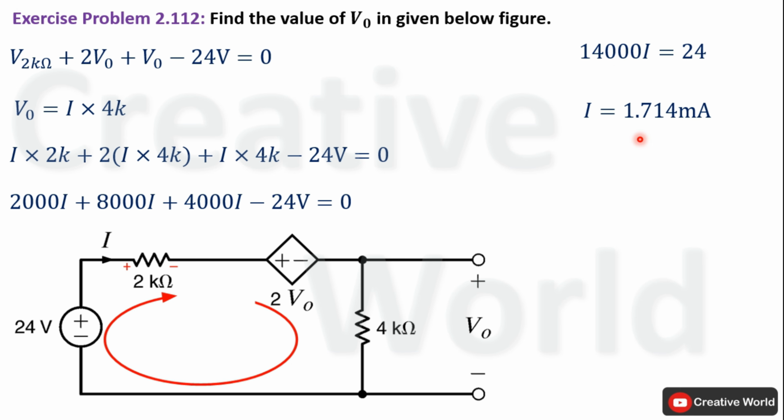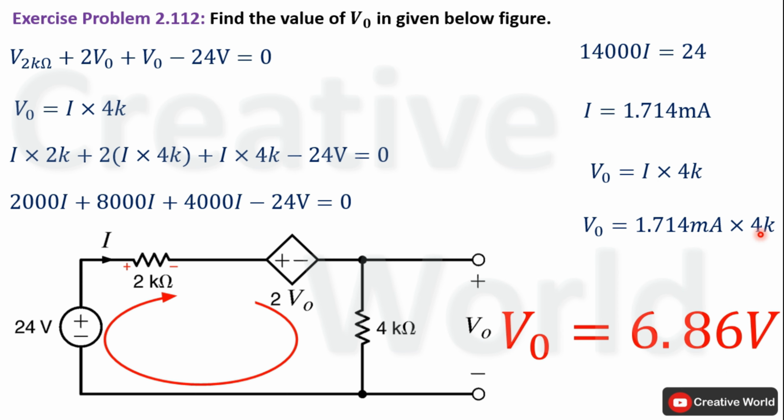After calculating the value of current I, this value will be placed inside this equation to calculate voltage V0. The product of 1.714 milliampere and 4 kilo ohm will be 6.86 volt. So the value of voltage across this 4 kilo ohm resistance is 6.86 volt.